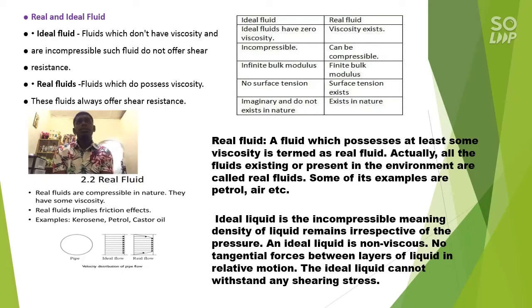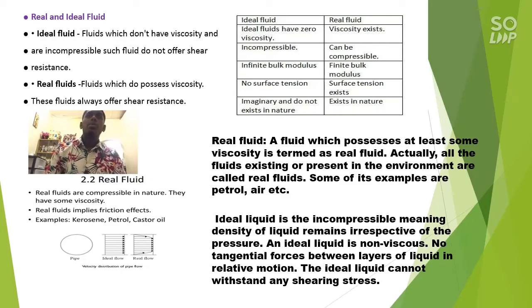For the ideal fluid, there is no surface tension; in real fluid, surface tension exists. The ideal fluid is imaginary and does not exist in nature, and the real fluid exists in nature. A fluid which possesses at least some viscosity is termed a real fluid. Actually, all the fluids existing in the environment are called real fluids. Some examples are petrol, air and so on.